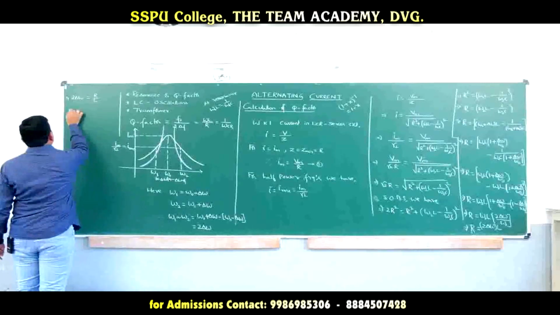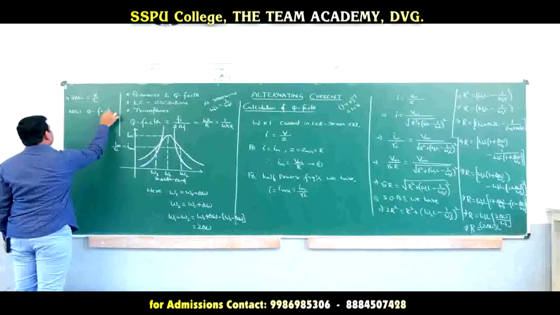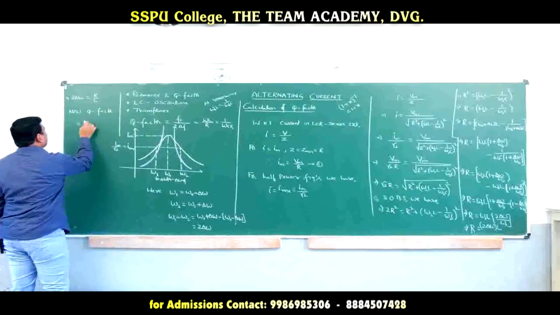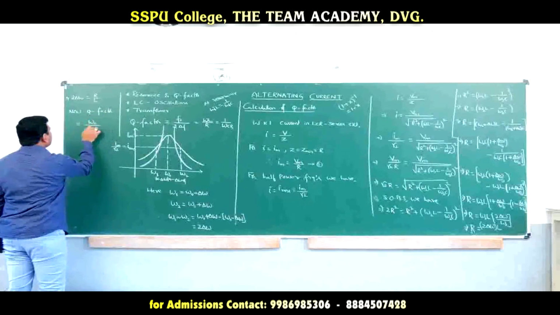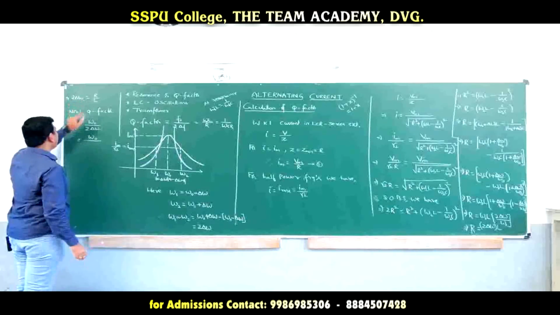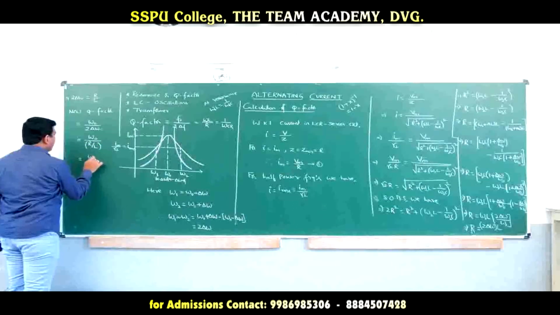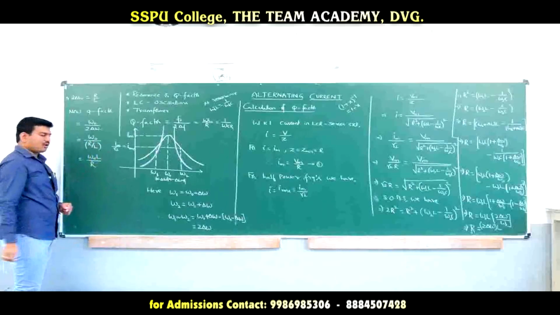Now, quality factor, what is the Q factor? Q factor is equal to omega naught divided by 2 delta omega. What is this 2 delta omega? R by L. So, that implies Q factor is equal to omega naught into L, as L will go up, divided by R. So, finally what we got?